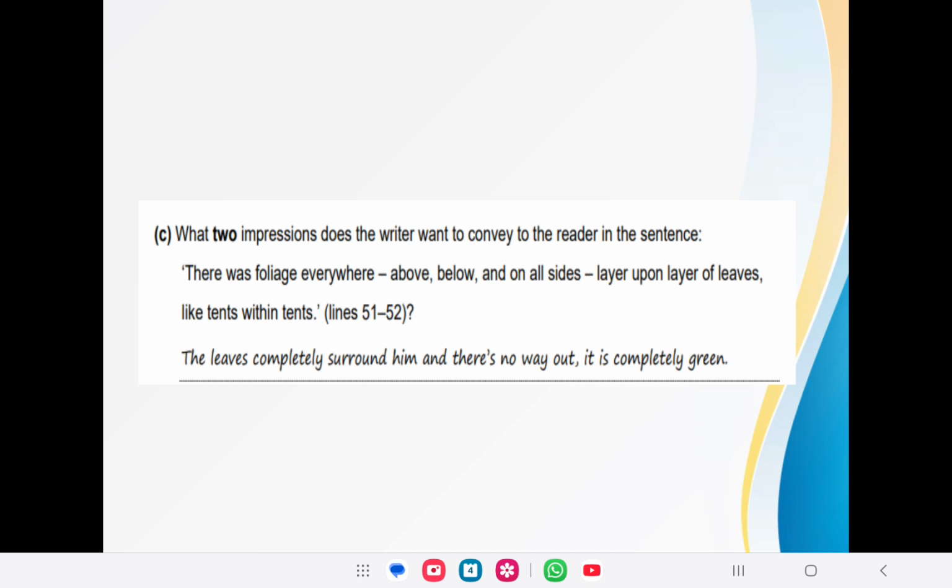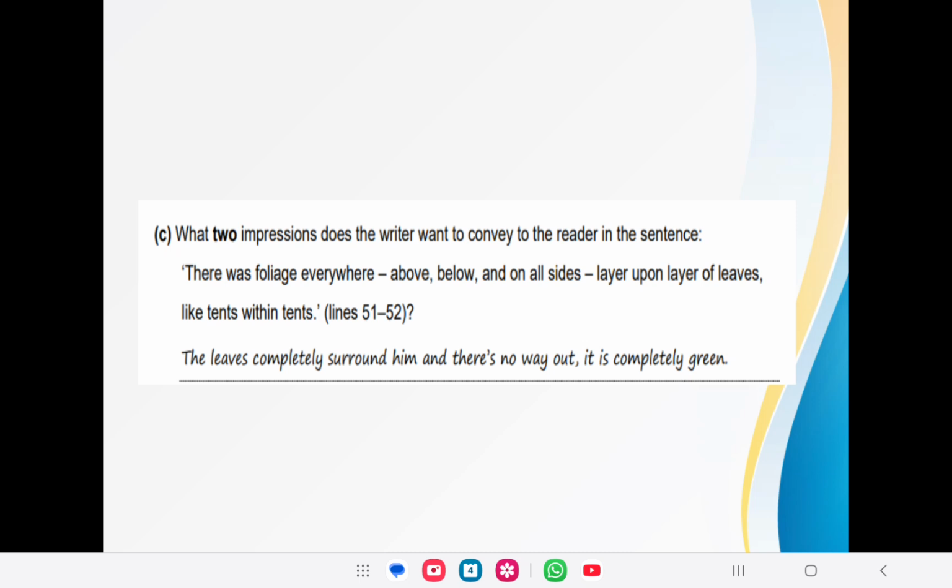This time we are going to discuss the impression question. Impression question is part of question number 2, the use of language task, and it deals with the writer's use of language: how the writer is using language effectively and how the writer's attitude or use of language is influencing the reader. This question is usually question 2D or 2C in your use of language task. Question number 2 of P1. This is from the specimen paper. What two impressions does the writer want to convey to the reader in the sentence?